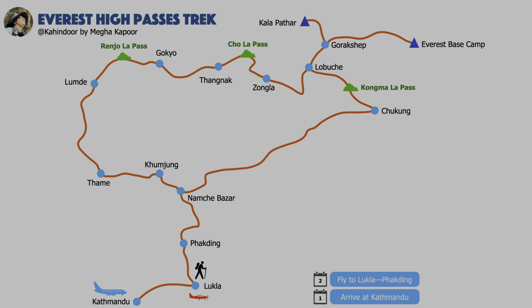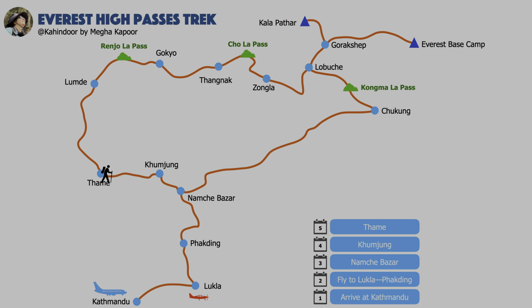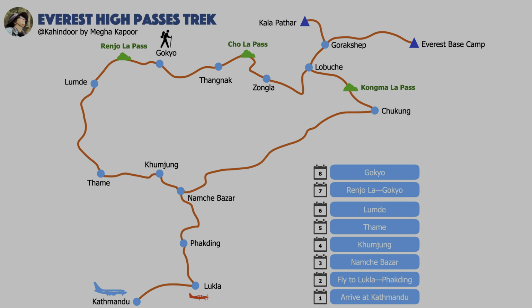So on day 2, after reaching Lukla, you will hike to Phakding. On day 3 to Namche Bazaar. Day 4, you will continue to Khumjung. Day 5 to Thame. Day 6 to Lumde. And on day 7, you will cross the first pass, which is Renjo La Pass, and stay at Gokyo. Day 8 is the acclimatization day at Gokyo, and then on day 9 you will move to Thangnak.